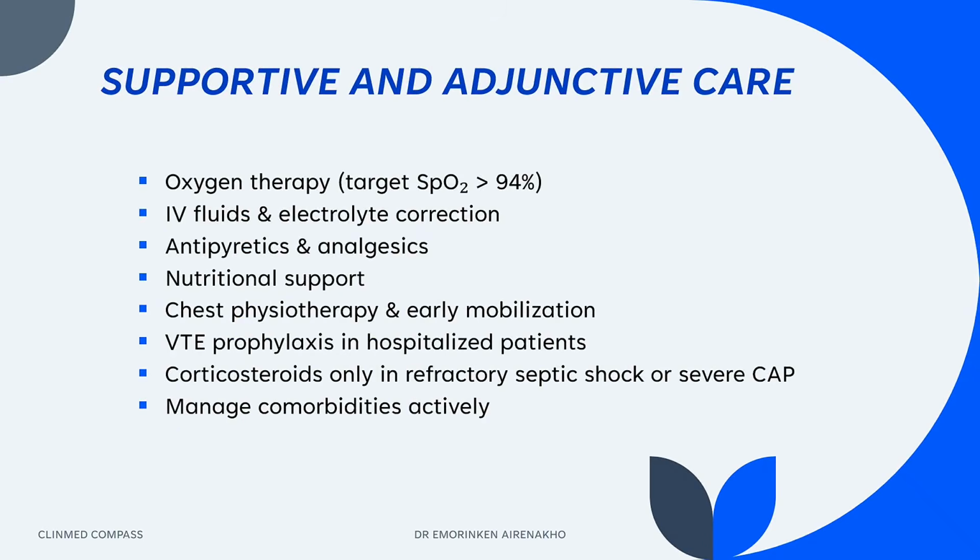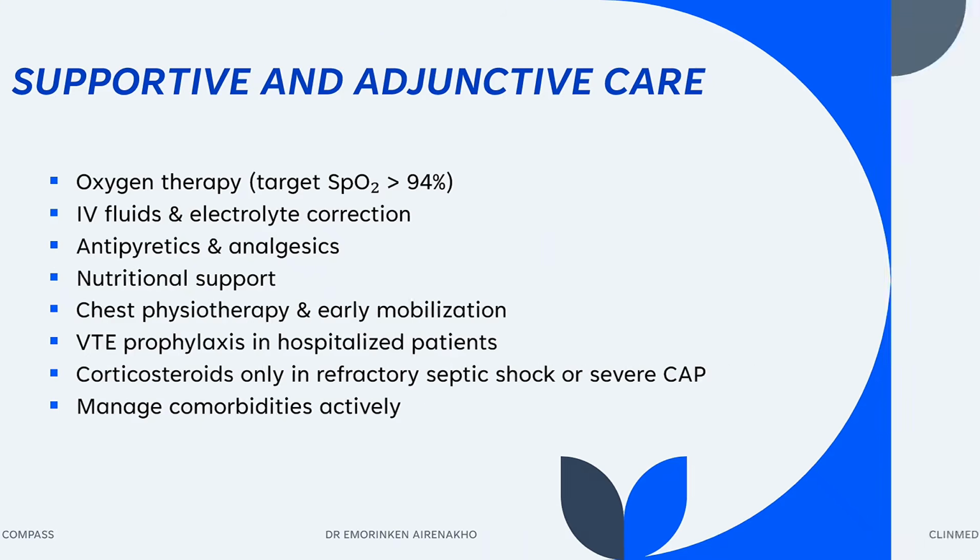Don't forget supportive and adjunctive care, such as oxygen therapy, IV fluids for dehydration or shock, electrolyte corrections, antipyretics and analgesia, nutritional support, chest physiotherapy, and venous thromboembolism prophylaxis, especially in hospitalized patients, corticosteroid use in refractory septic shock or in severe pneumonia, and always manage comorbidities like controlling blood sugar in diabetes and others.